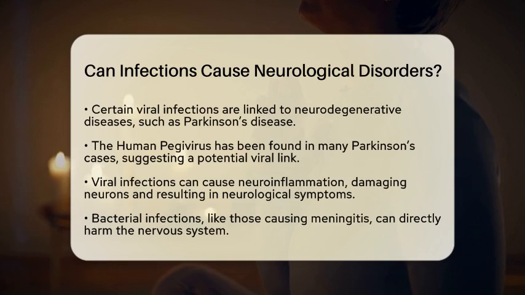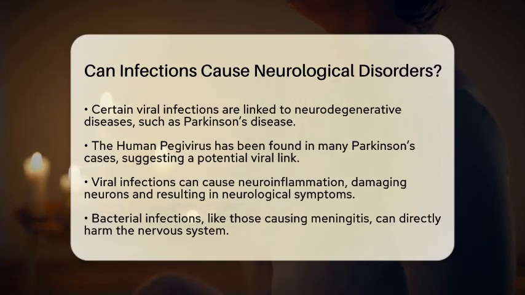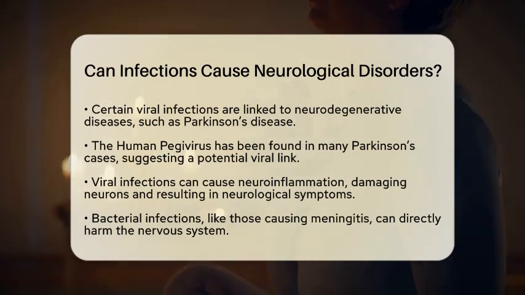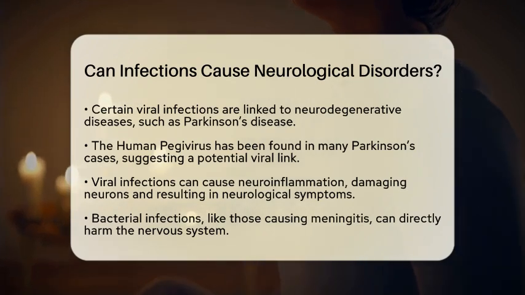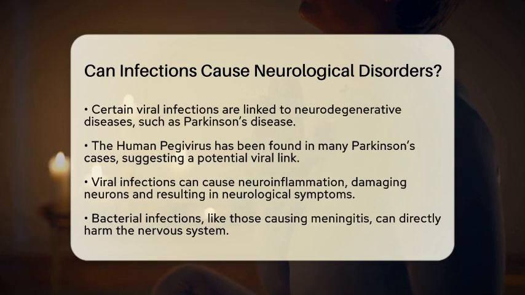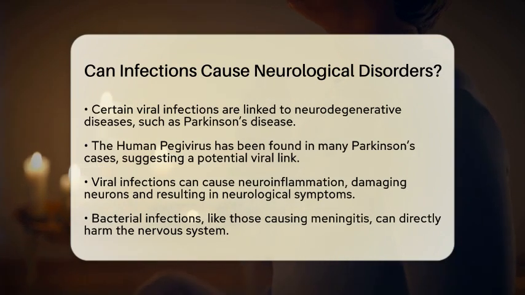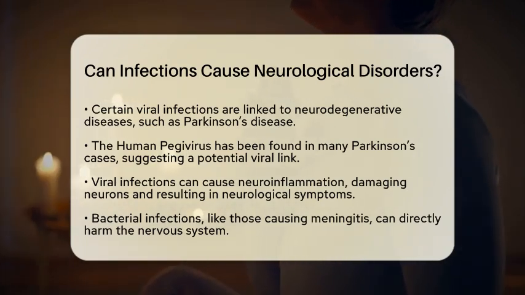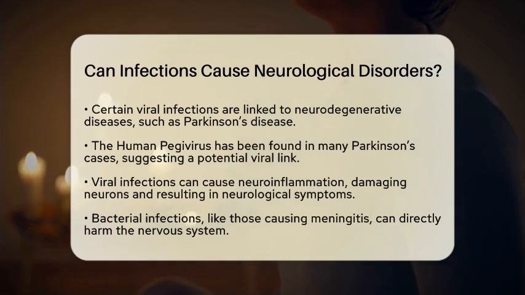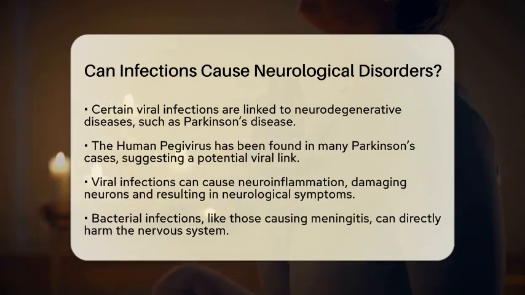Viral infections can also activate a process called neuroinflammation, where immune cells in the brain become overactive, potentially damaging neurons and leading to neurological symptoms. Bacterial infections can also be problematic. For example, infections that cause meningitis can directly injure the nervous system.